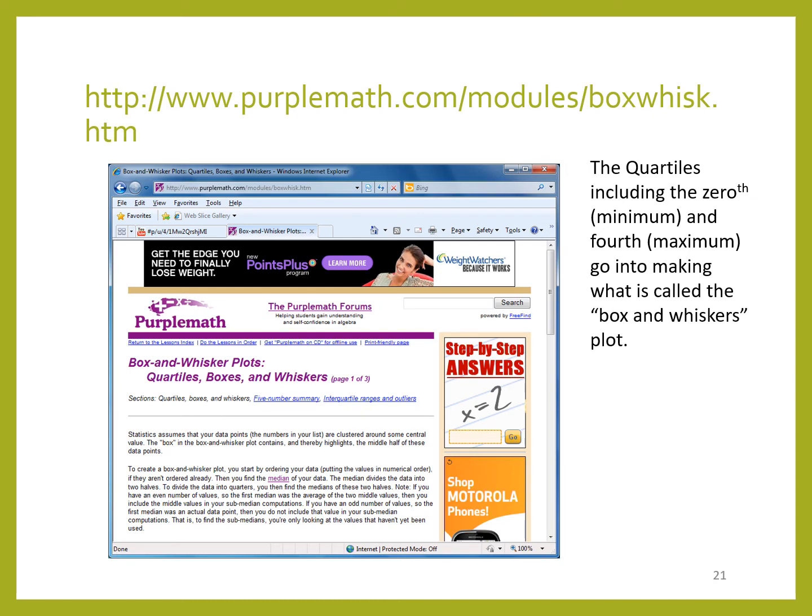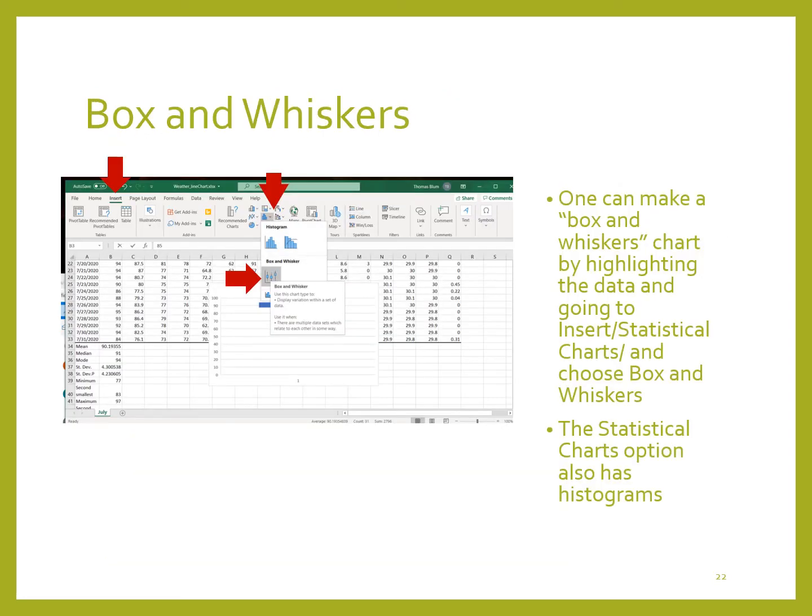These quartiles, including the 0 at the minimum, the second the median, the fourth the maximum, and the first and third quartiles, all go into making what's called the Box and Whiskers plot, a visualization of the data, its centrality, its spread, and so on. Excel provides a Box and Whiskers chart. Highlight the data, go to Insert on the menu, go over to the Chart region, find the Statistical Charts, and choose Box and Whiskers. This is also the location one would go to make a histogram, which we will talk about in another presentation.